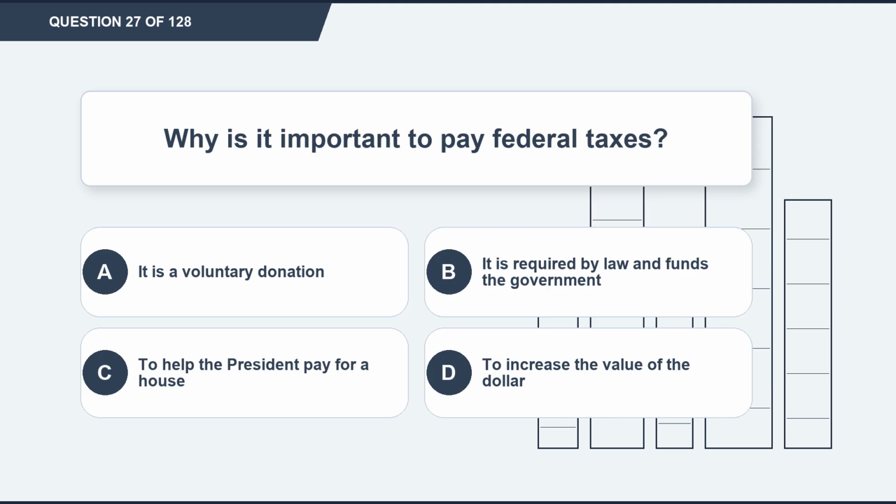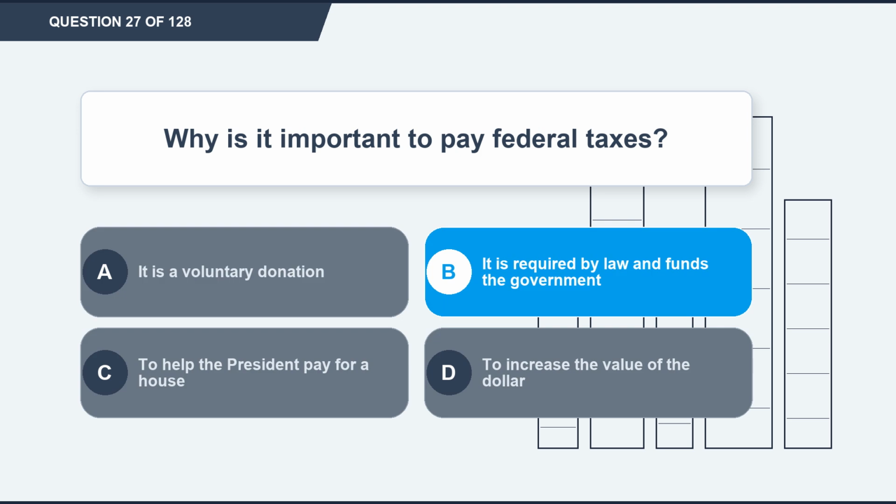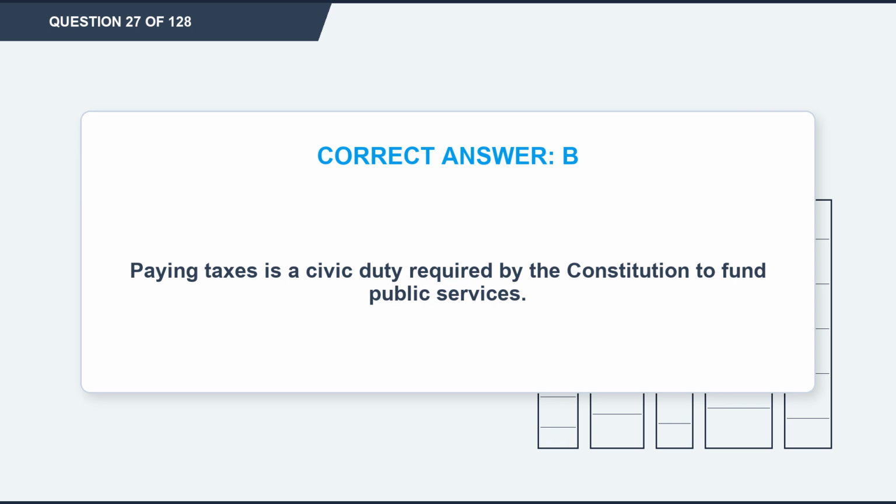Question 27. Why is it important to pay federal taxes? Option A, it is a voluntary donation. Option B, it is required by law and funds the government. Option C, to help the president pay for a house. Option D, to increase the value of the dollar. The correct answer is option B, it is required by law and funds the government. Explanation: paying taxes is a civic duty required by the Constitution to fund public services.